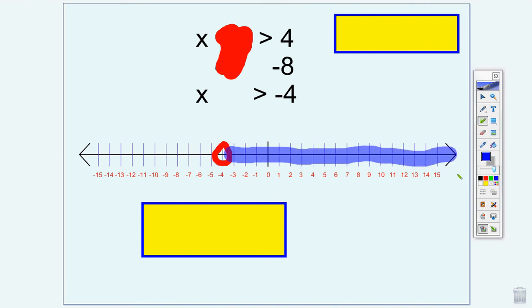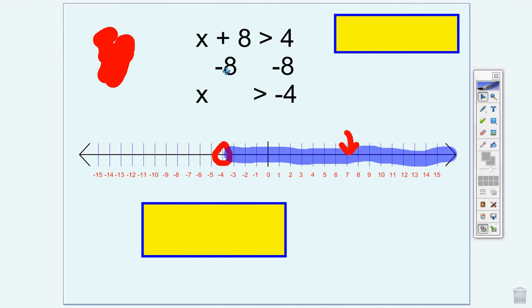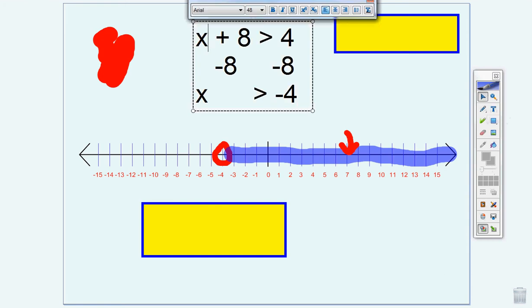Alright, and the other thing I want to do here is use a test point to prove to you that this is right. So I want to go back to the original here. Let's just pick a number on here, like 7 right here. Did we shade the right way? So when I put 7 in here, is this true? Is 7 plus 8 greater than 4? Of course it is. It's 15. So in the original, I checked it and I saw that I shaded the right way.